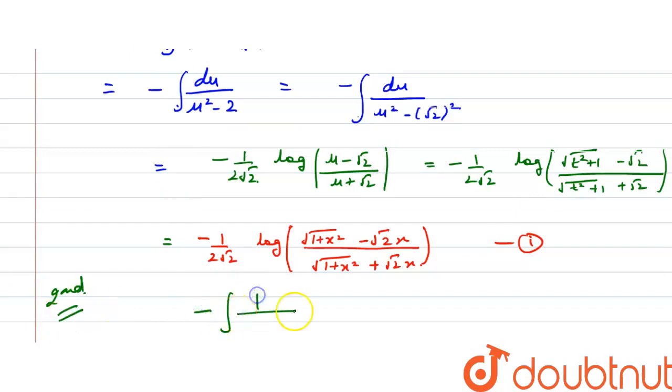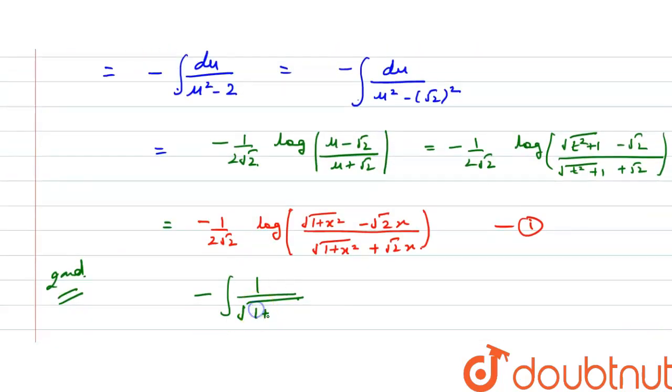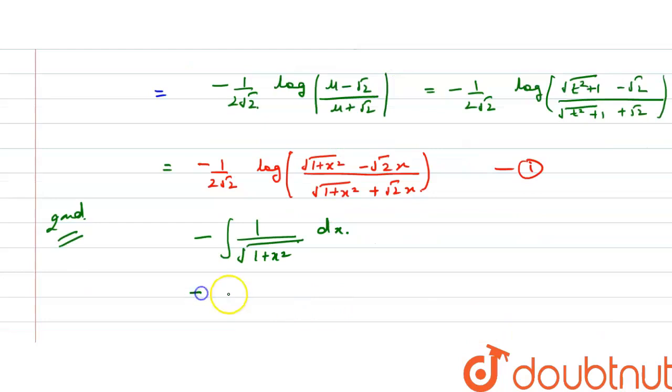And the second part is minus the integration of square root of (1 plus x square) dx. Its integration comes directly from the log formula, so it becomes minus log mod of (x plus square root of (1 plus x square)) plus c. So this is our second part integration. Now combine and you will get the answer.